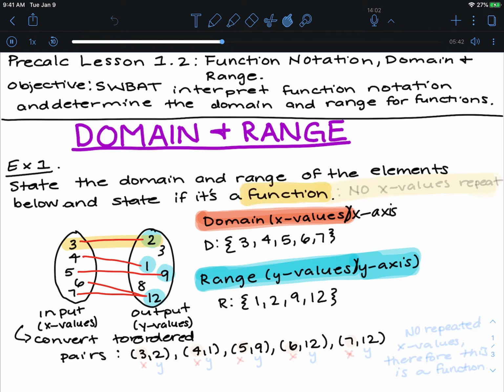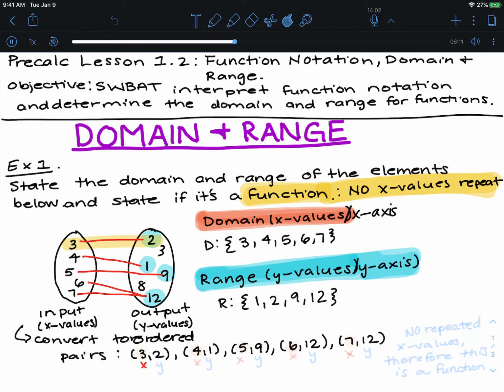The reason why I did this is because I still need to know if it is a function or not. And I don't know if you guys remember this, but a function is when no X values repeat. So this is literally going back straight to the beginning of the school year. The things that are highlighted, those are the important ones. That's what we want to figure out. So I'm going to look at the X values. Remember, all of these are X comma Y.